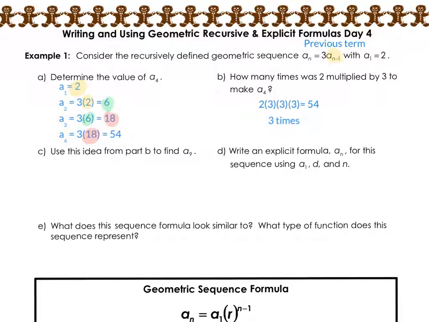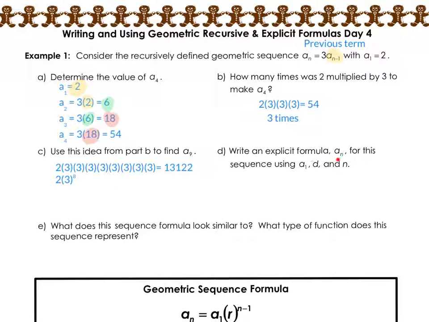And now we need to use this idea from part B to find a sub 9. Well, if we want to use this idea of multiplying by 3 times here, we're going to multiply it 8 times here. So we can write it out that long way, or remember when we do repeated multiplication, we can do that to the 8th power.